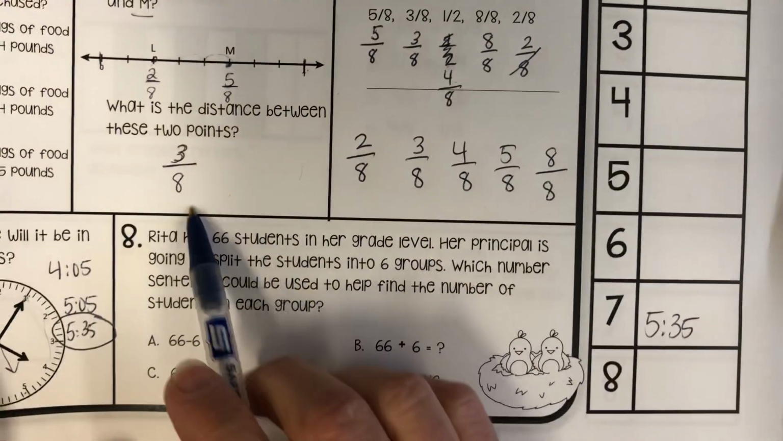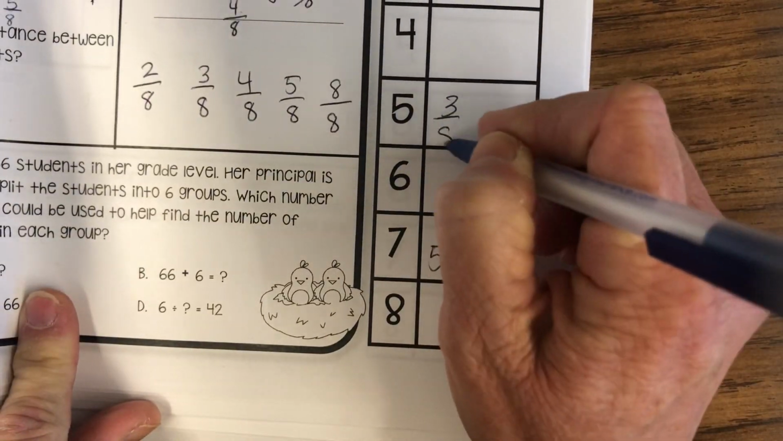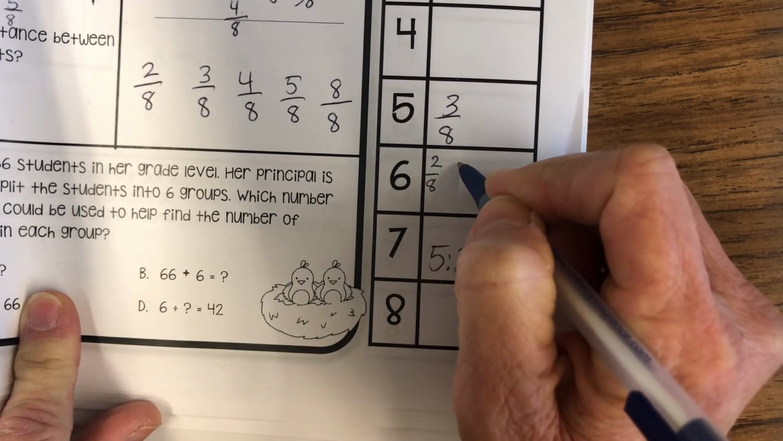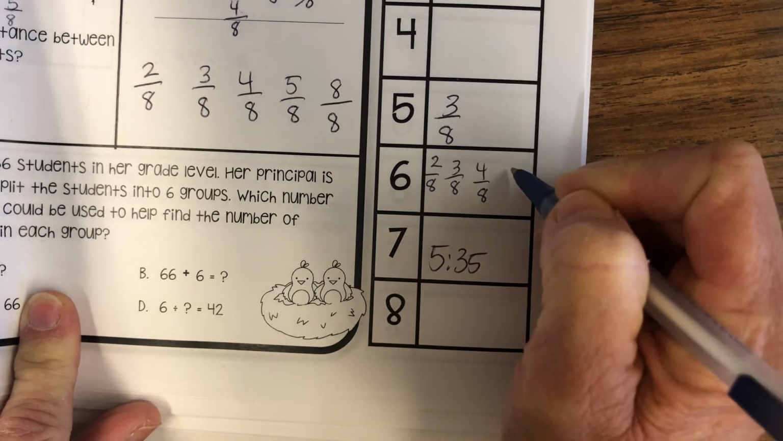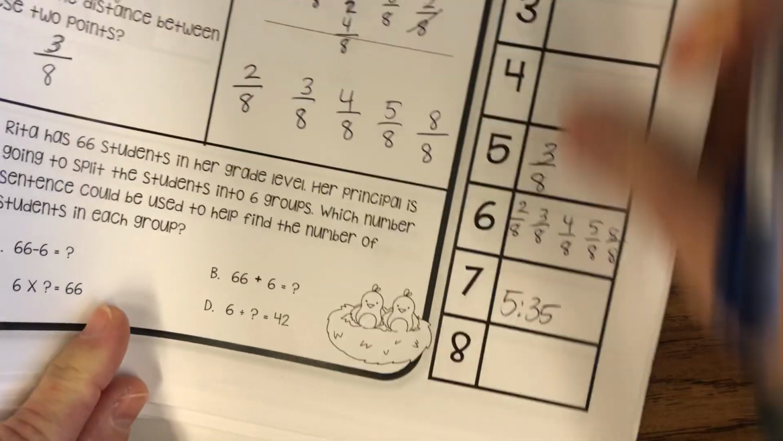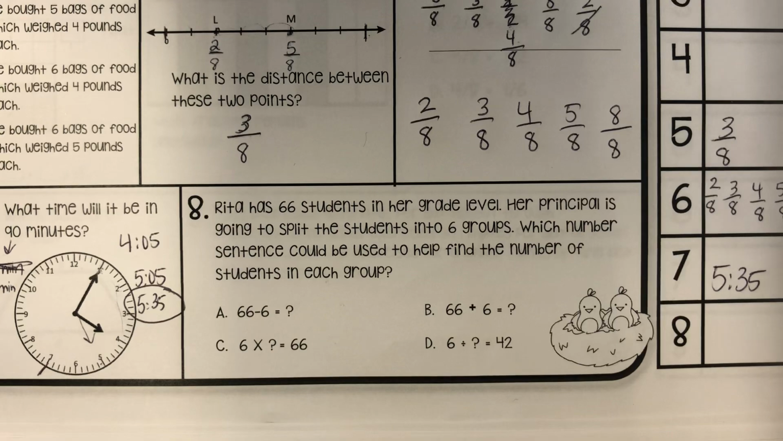So, let's see, number 5, our answer is 3/8 and 6. We're going to write it here as small as we can here. 2/8, 3/8, 4/8, 5/8, and 8/8, okay? I want you to do the rest of this sheet, and then I'll have you take a picture of it and upload it into chats, okay? Thank you.